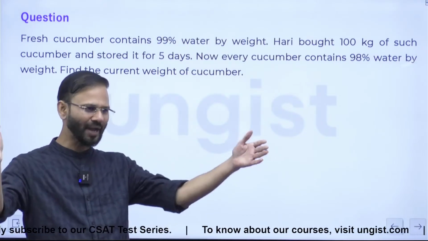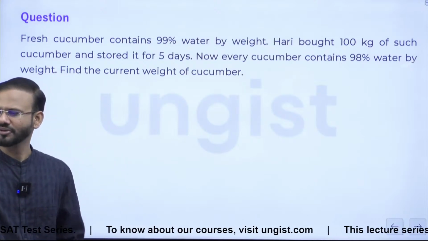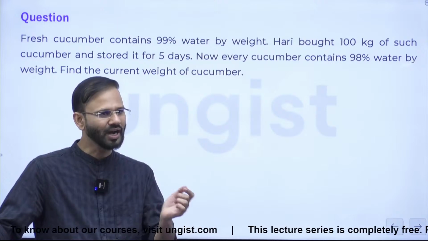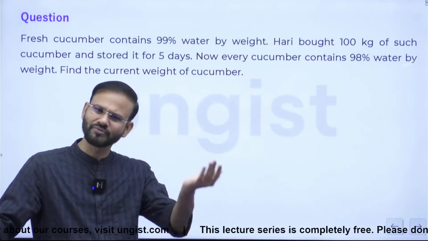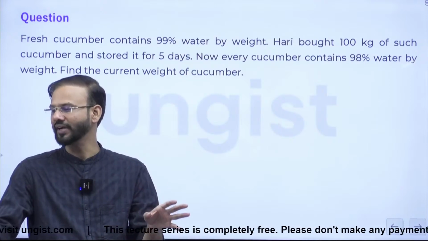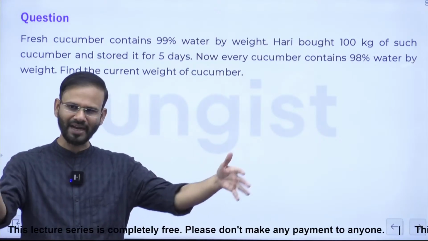And he stored that packet of 100 kg for, let's say, 3-4 days in the sun. Sorry, for 5 days, it is given in the question. And now, after 5 days, some water evaporates, obviously, right? So now each cucumber contains 98% water by weight. So the question is now, what is the reduced weight of that packet of 100 kg?